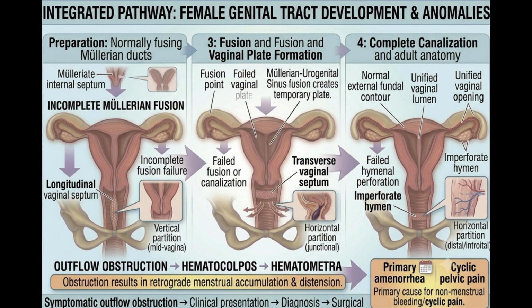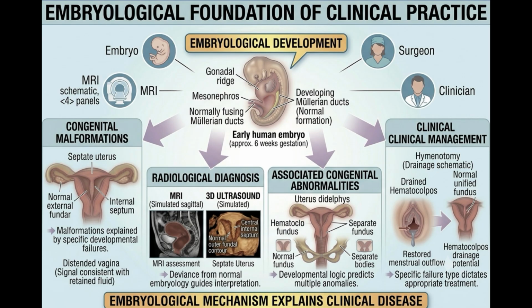Finally, normal vaginal development depends upon fusion between the Müllerian-derived upper vagina and the urogenital sinus-derived lower vagina, followed by complete canalization of the vaginal plate. Failure of these processes results in congenital vaginal anomalies such as longitudinal vaginal septum, transverse vaginal septum, and imperforate hymen, each producing characteristic patterns of outflow obstruction and clinical presentation. Although these anomalies differ anatomically, they all arise from disruption of a limited number of embryological events.